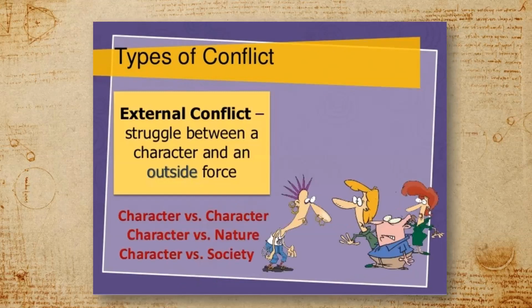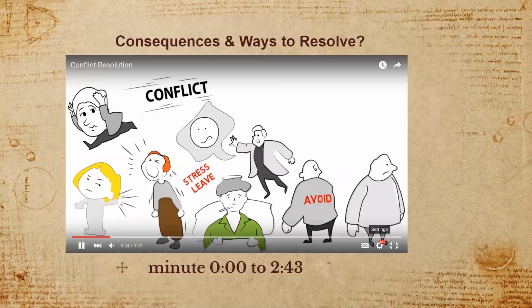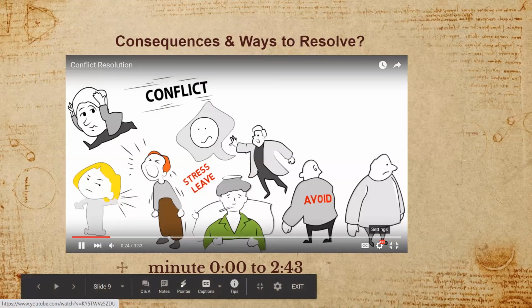External conflicts are a struggle between a character and an outside force. There might be one person and another person, or situations of a person against nature, like an earthquake or a natural disaster. But when it comes to interpersonal conflict, this is the personality versus society or community. What are the consequences of the conflict, and what are the ways to resolve them? So I would like to invite you to watch a short clip that will explain that.